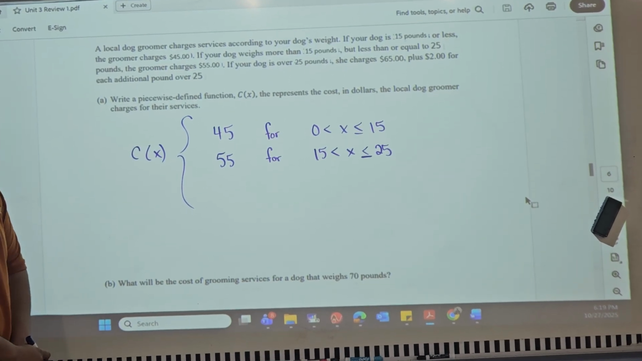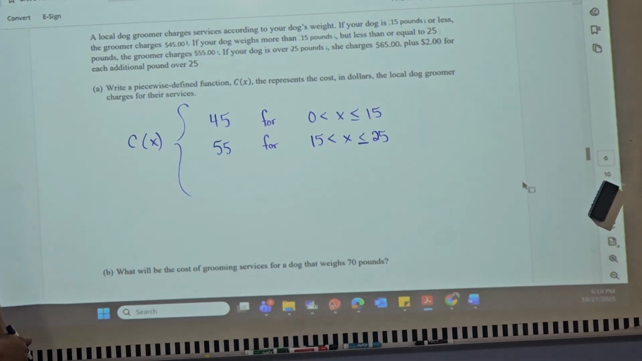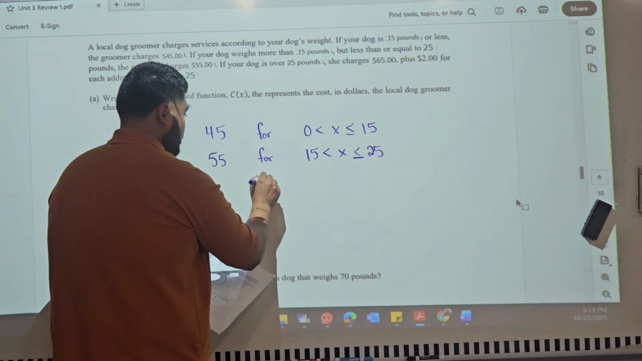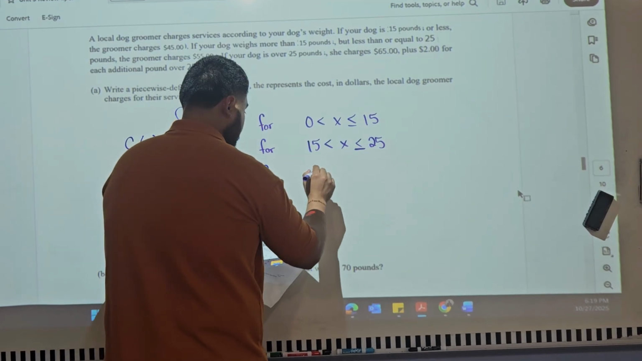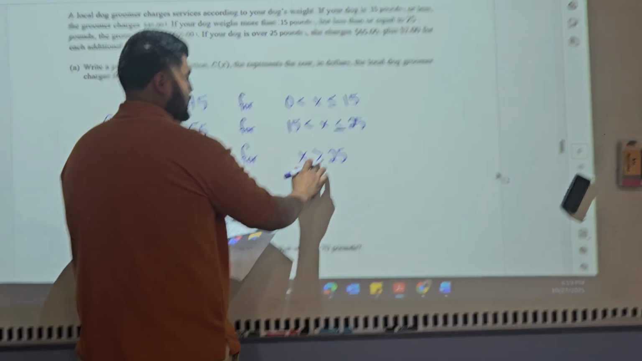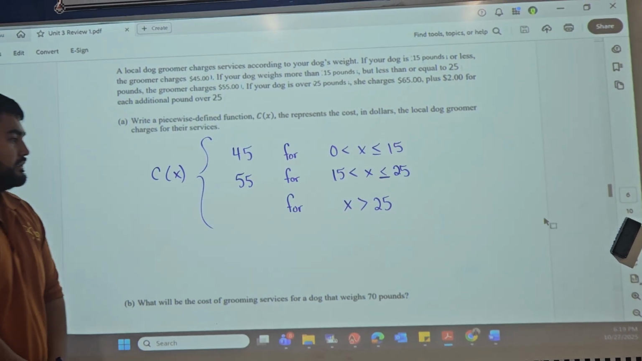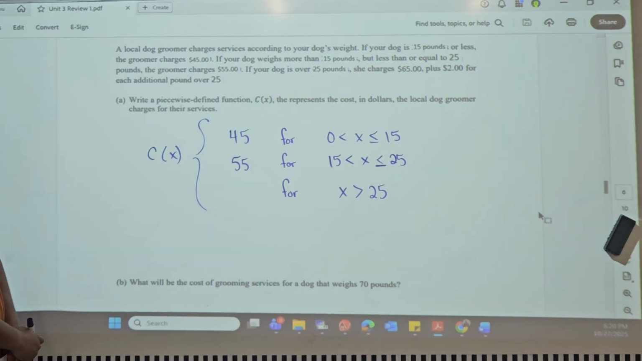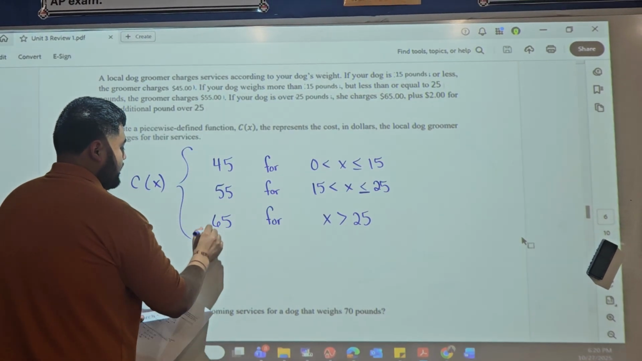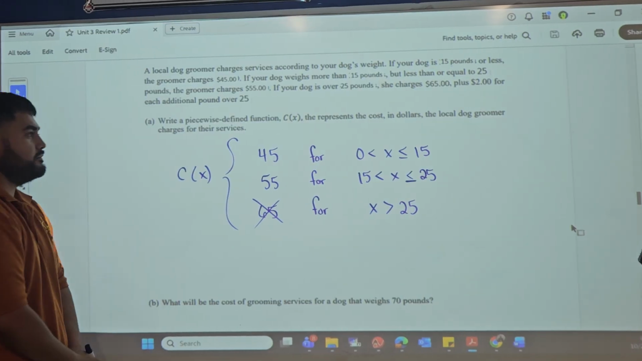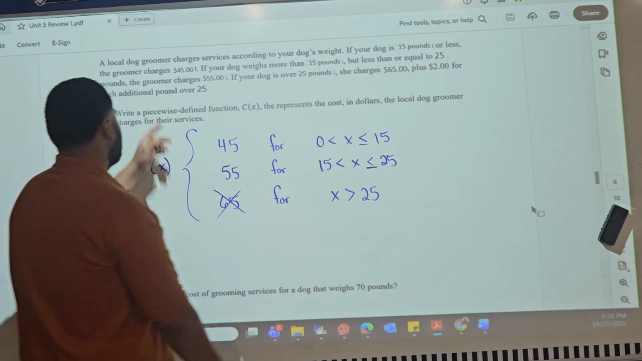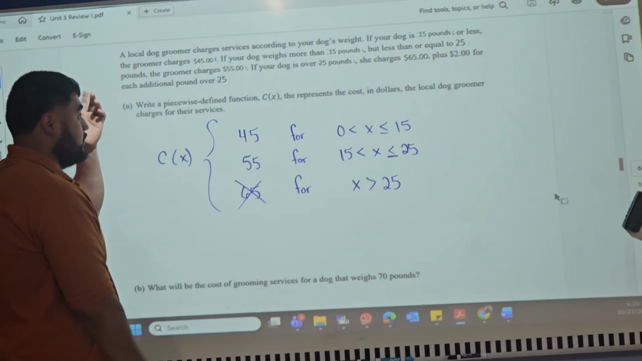And then going from there, if your dog is over 25 pounds, for any scenario where the dog is greater than 25, we don't include the 25, so we don't put the little line on there. It's not equal to, it's anything above 25 pounds. You might think they're going to charge us $65, but not exactly, because there is a $2 additional charge for each pound over.